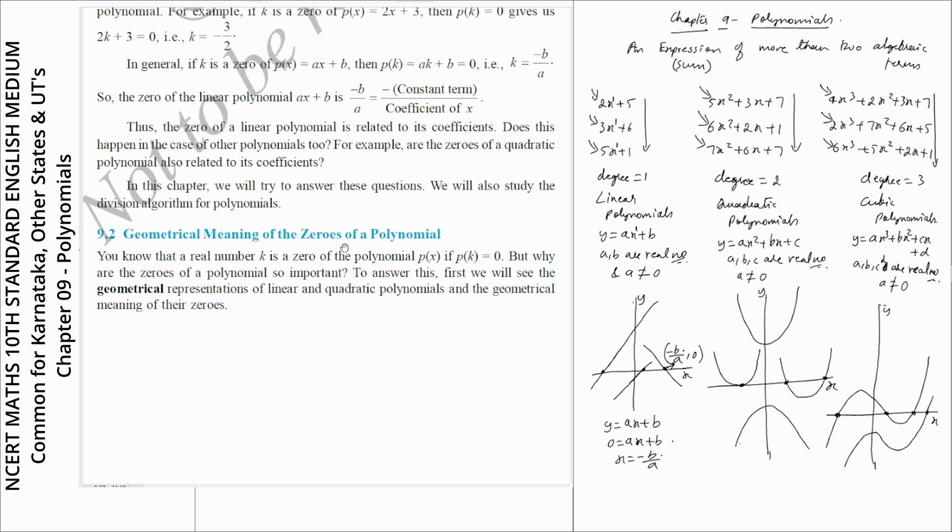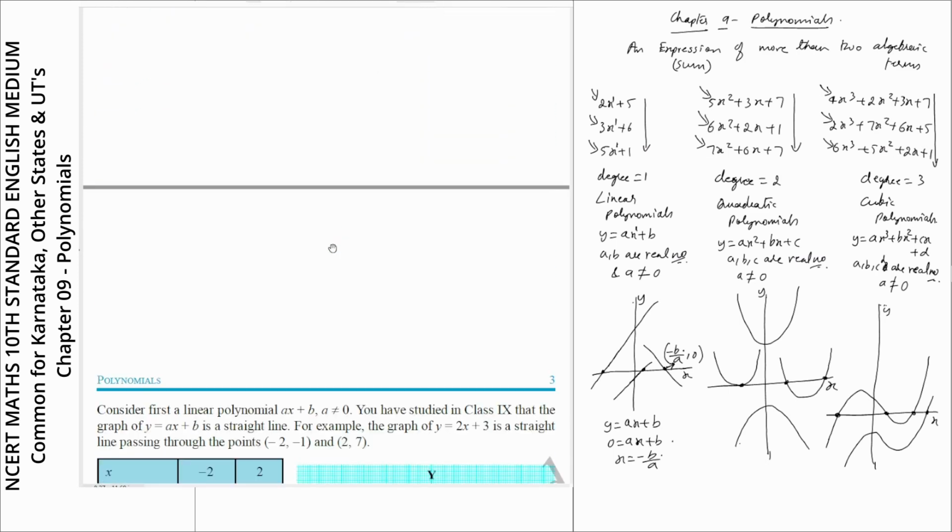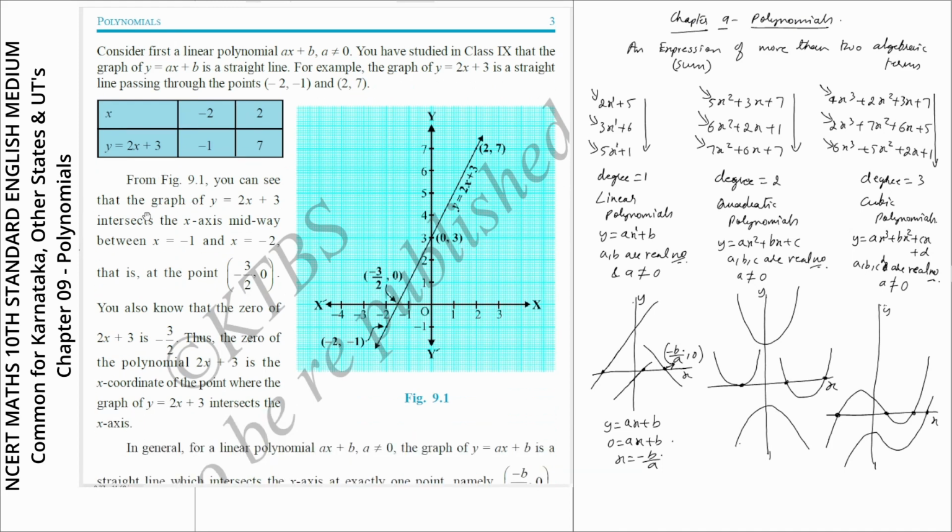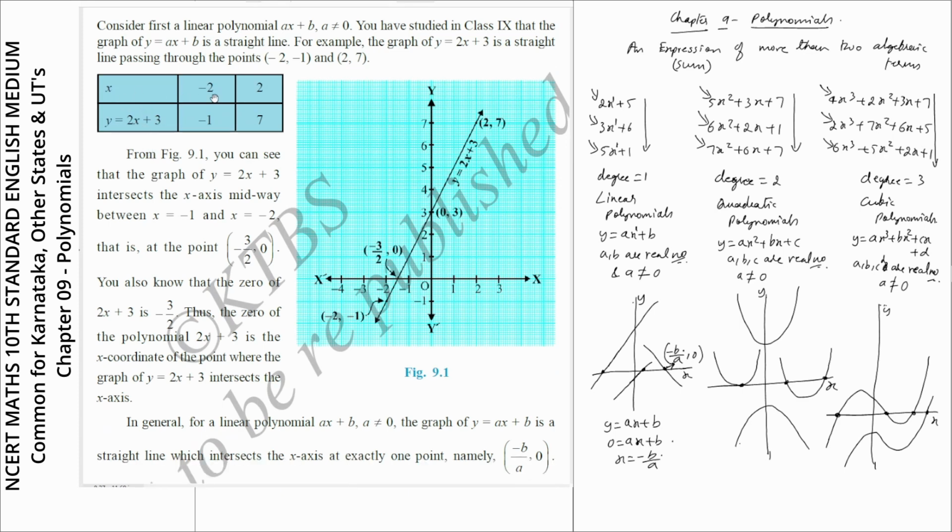Now, the geometrical meaning of zeros of polynomials I already explained. See, here they've taken a linear polynomial. So y is equal to 2x plus 3 is a linear polynomial. They have given some arbitrary values for x and found the corresponding values of y. When x is equal to minus 2, we get y as minus 1, by substituting the value of x: 2 into minus 2 plus 3 gives minus 1. Similarly, if you put x is equal to 2, we get 2 into 2 plus 3, totally 7.